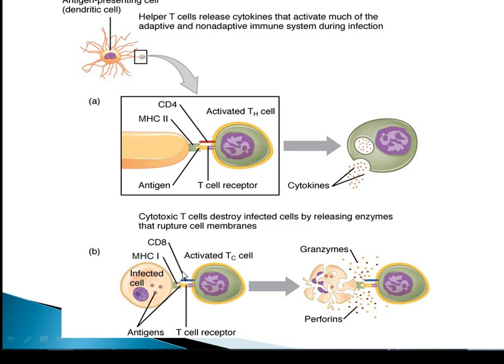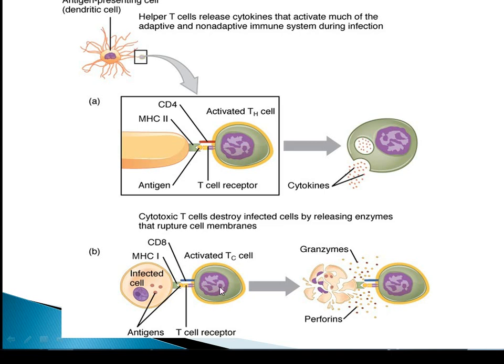Here we are looking at the cytotoxic T cells, how they destroy infected cells by releasing enzymes that rupture their cell membranes. First of all, we are looking at the infected cell which carries antigen. This is its self-antigen that is endogenous. That's why it's presented by the MHC1 molecule, and that is the cytotoxic T cell, which has CD8 on its surface. Via its T cell receptor, it recognizes the antigen, the epitope, which is presented by MHC1, and via its CD8 it binds to the MHC1 molecule.